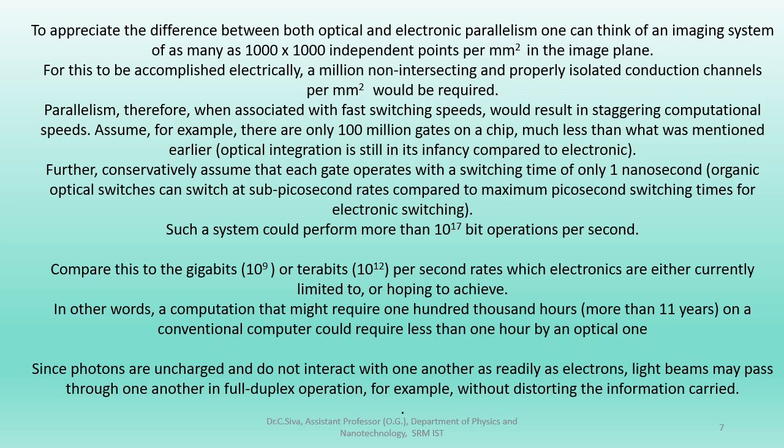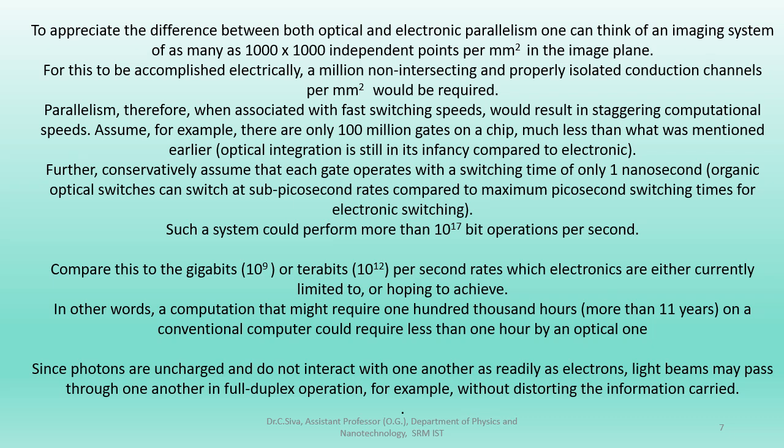To appreciate the difference between optical and electronic parallelism, imagine a system of as many as 1,000 by 1,000 independent points per square millimeter in an image plane. For this to be accomplished electrically, a million non-intersecting and properly isolated connections need to be obtained. Parallelism, when associated with fast switching speeds, would result in staggering computational speeds.